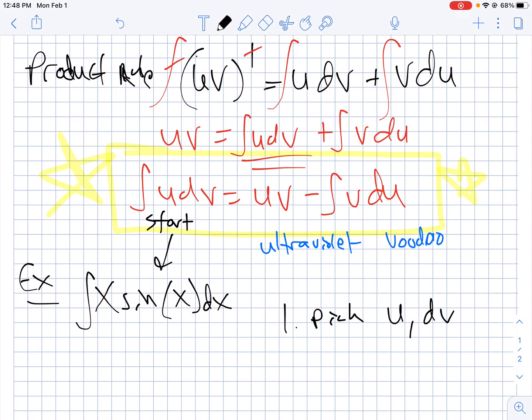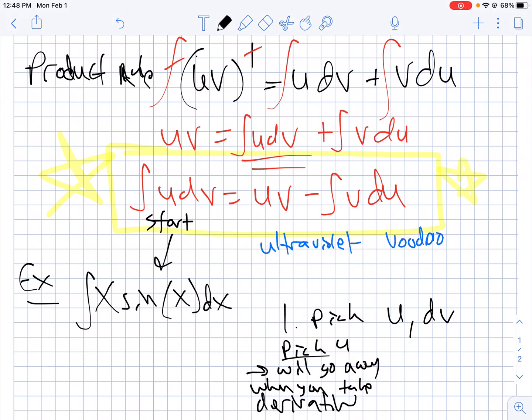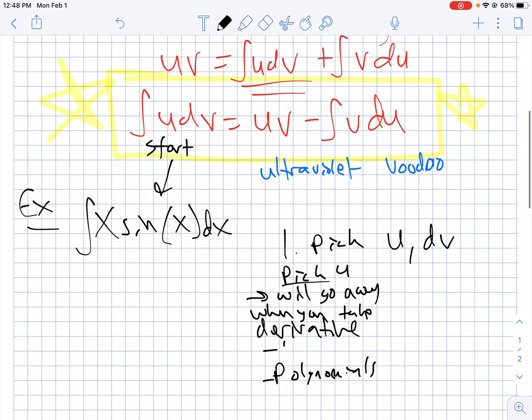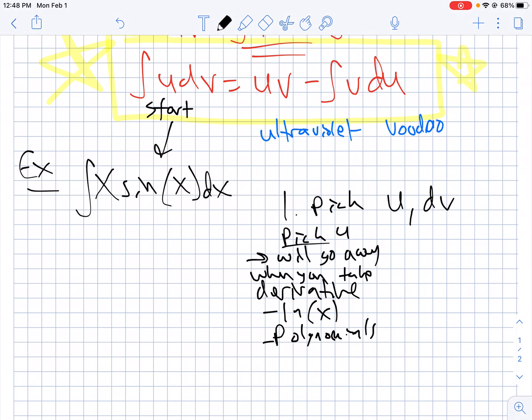Okay, so here are some tips for picking these. When you pick u, pick something that is going to go away when you take a derivative. Probably the most common thing you'll see for u is a polynomial, but the first choice that you always want to consider is natural log of x. Natural log of x goes away beautifully when you take a derivative of it, so that's your obvious choice. So natural log of x, polynomial, inverse trig functions, those are the general strategies you'll use for u.